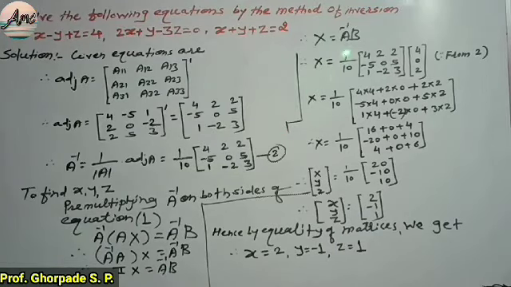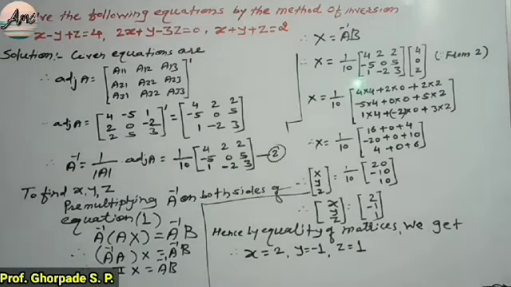So X is equal to what? A inverse is 1 upon 10 into A inverse. So from 2 we replace A inverse as what? This 1 upon 10 into the matrix. So into B, B is what? B is the column matrix consisting of what? The constant terms of the given equation, that is 4, 0 and 2. Take the multiplication of this matrix and this matrix.